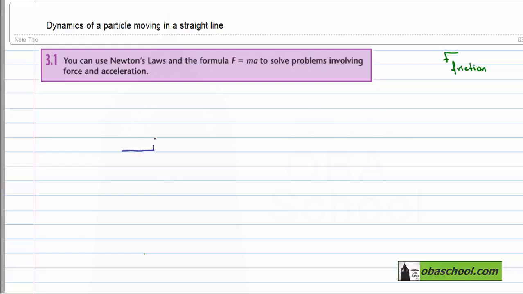Hello guys! So in this demonstration we will continue going over forces that act on particles. Consider the following box that is supported on a table. The following force that we will introduce is the normal reaction of support.